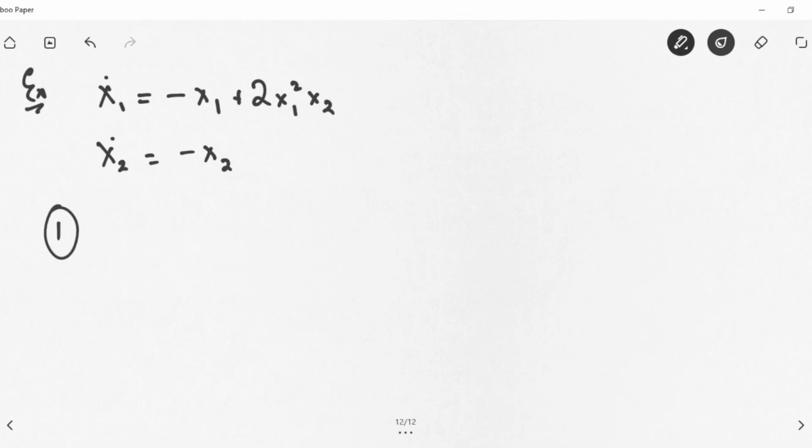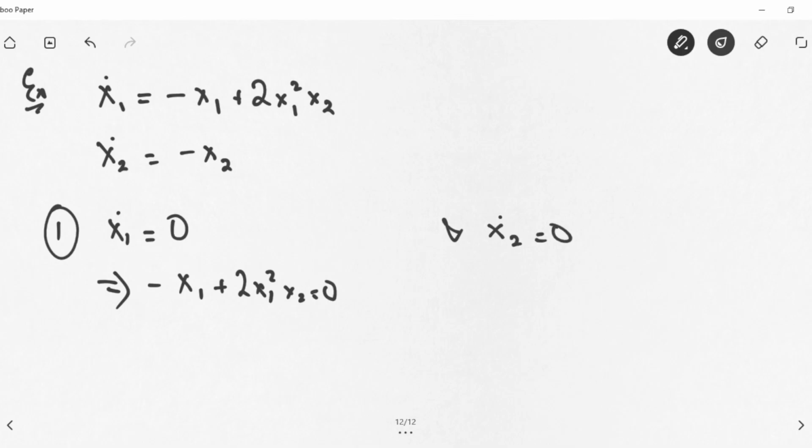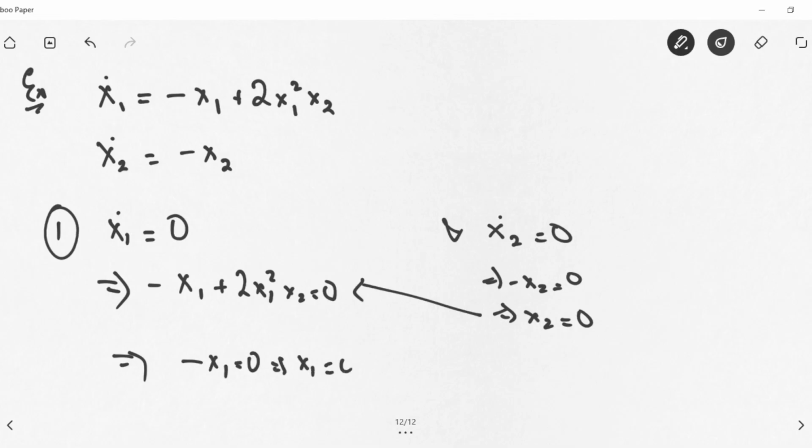So the first thing is substitute x1 dot equal to 0. Once you substitute x1 dot equal to 0, equate this equation to 0. And x2 dot equal to 0, which implies minus x2 equal to 0, or you can say x2 equal to 0. Substitute the value of x2 equal to 0 here, so this comes out to be minus x1 equal to 0, which implies x1 equal to 0. So in this case we have actually only one equilibrium point, and that is (0, 0).